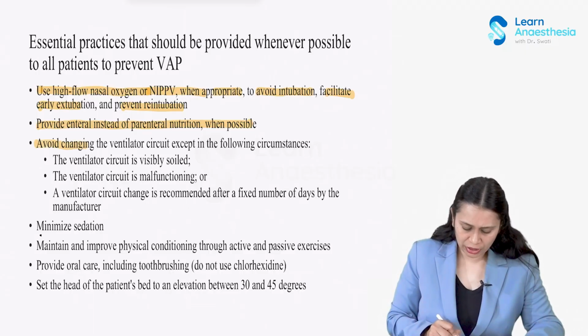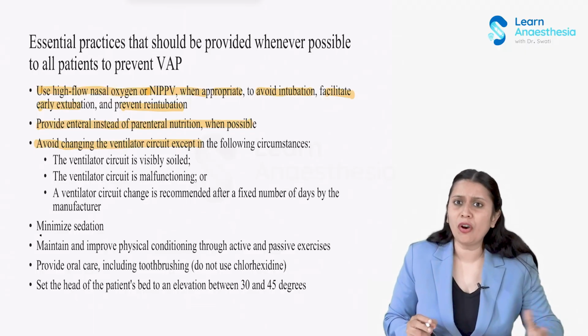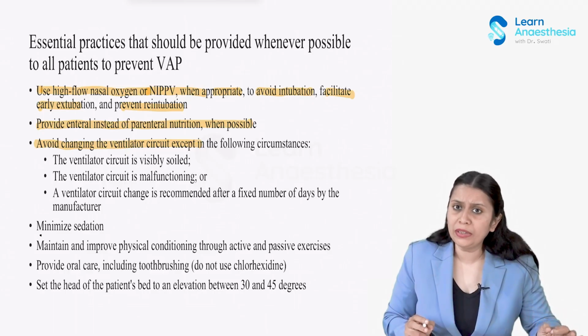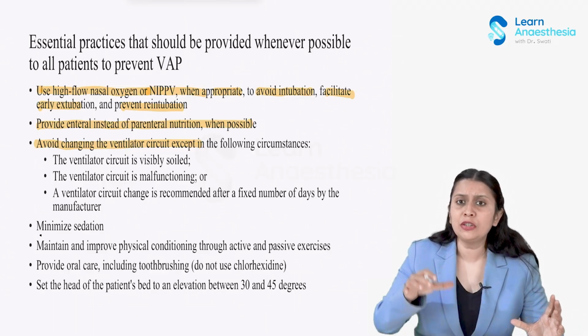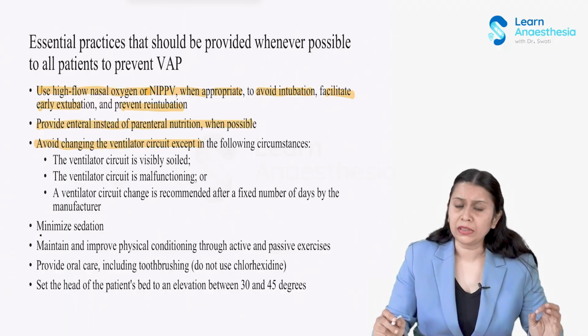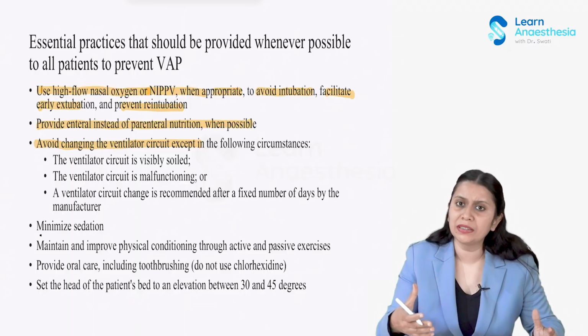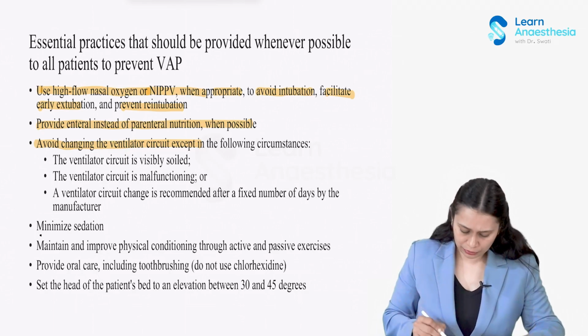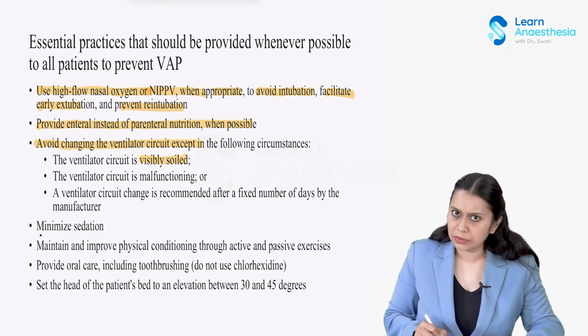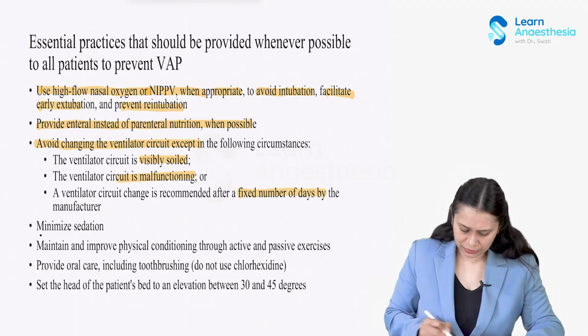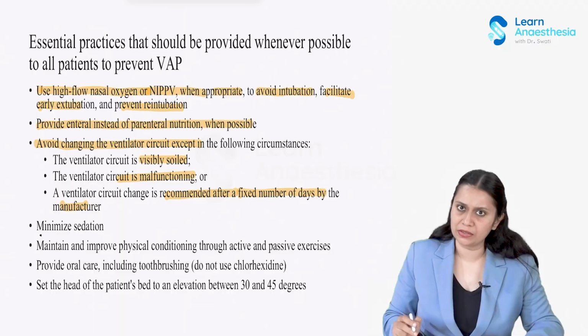Then avoid the changing of the ventilator circuit. Very often changing of the ventilator circuit without any reason should be avoided. It should be changed only when there is a visual soiling of the circuit, secretions, etc. in the circuit. Then if the circuit is malfunctioning or if the manufacturer recommended days of changing the circuit has come, right? So it should be changed only if it is visibly soiled, if it is malfunctioning, or fixed number of days by the manufacturer recommended to change the circuit.